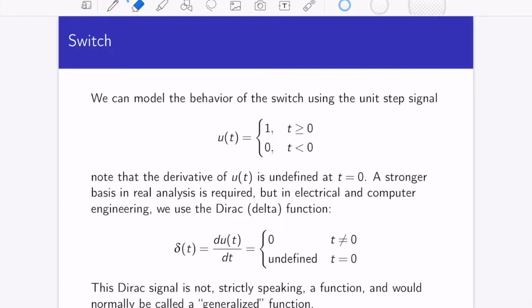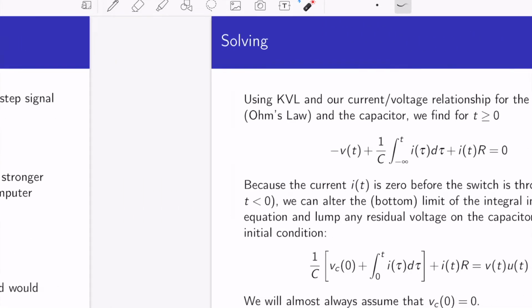The Dirac or delta function can be defined as du(t)/dt, that's what it is, and we define it to be 0 anytime except at 0, and it's going to be undefined at time 0. This is going to allow us to mathematically, again, model what's going on. The Dirac signal is not a function, strictly speaking, but we could call it a generalized function. As far as we're concerned in this class, we can use it without worrying about all the mathematical details.